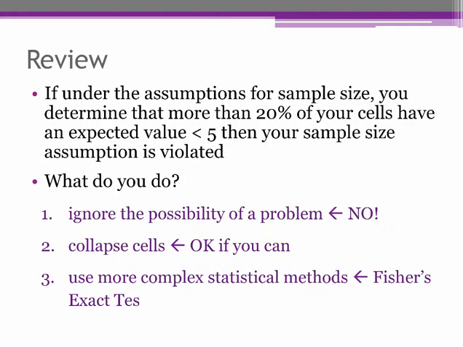What you don't want to do is simply collapse cells that have small n to make bigger n. Because if you had temperatures, the low temperature, medium temperature, and high temperature, you wouldn't want to collapse low temperature and high temperature just to meet the sample size assumption. That doesn't make sense. So really put some thought into the design of the question and what cells you could collapse. Or you could use a more complex statistical method, and this is a Fisher's exact test.